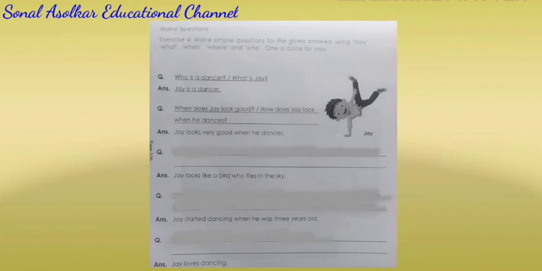Next answer is Jay looks like a bird who flies in the sky. So we can make 2 questions here. What does Jay look like? Who looks like a bird who flies in the sky?